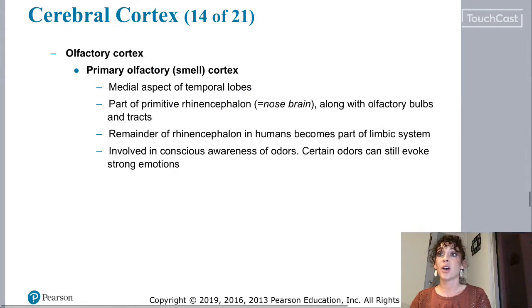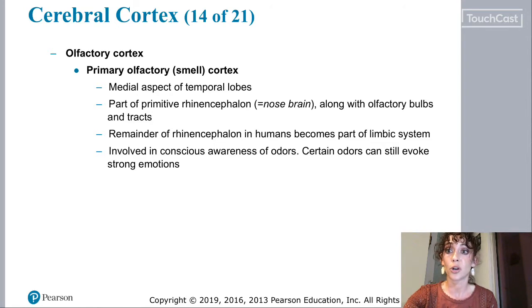Our olfactory cortex, or the primary smell center of our brain, is also a really interesting part. So this is going to be on the medial aspect of our temporal lobe. So part of our rhinencephalon. When you see the root word, let me show you this. When you see the root word rhine here, think of a rhinoplasty or a nose surgery. So rhine is always going to mean nose for us. So here the rhinencephalon literally means nose brain.